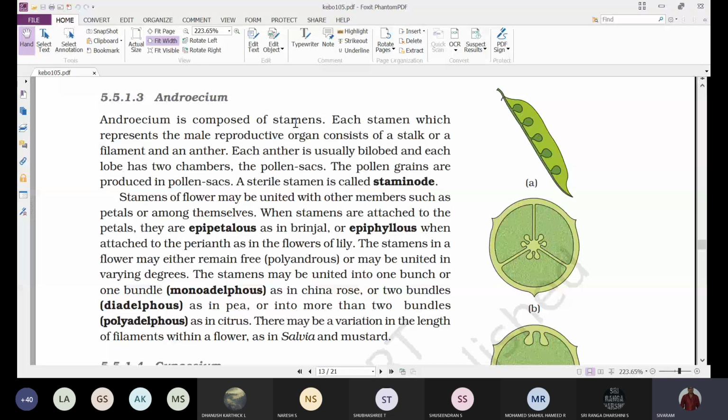There is a long thread-like structure which we call the filament, and at its tip we find a small, swollen structure called the anther. So the anther attaches to the filament at its tip. When you observe the anther, each anther is usually bilobed, and each lobe has two chambers, which we call pollen sacs or microsporangia.